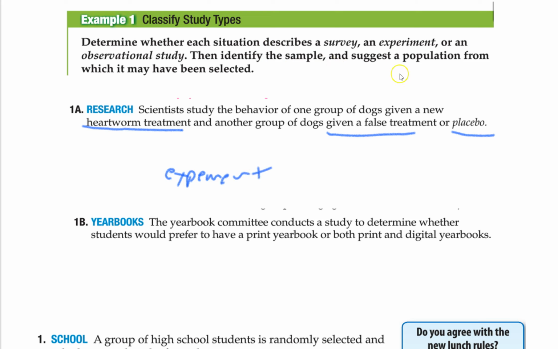This is identify the sample and suggest the population from which they've been selected. So a sample would be a sample of dogs. Dogs with heartworm would be the sample, actually. If you have dogs without heartworm, what good is the experiment? So dogs with heartworm.